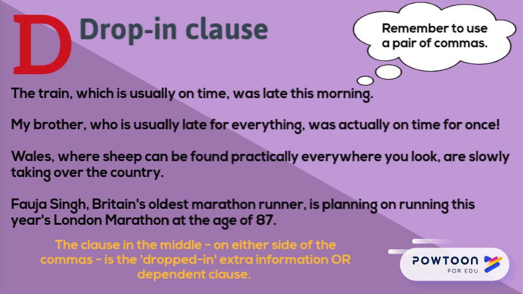First, start with the subject of your sentence, then pop a comma in, which then starts your dependent clause, which ends with a second comma. They come in pairs in drop-in clause sentences. Notice that a verb, in this case is, comes straight after the second comma to show that the independent clause is being continued from the subject, which was the athlete Fauja Singh, at the start of the sentence.